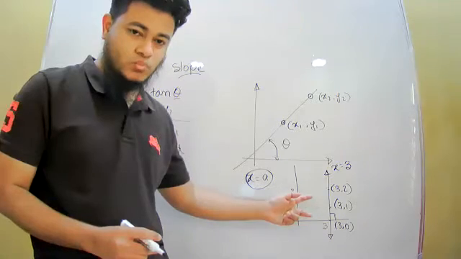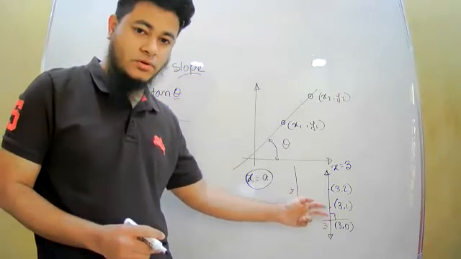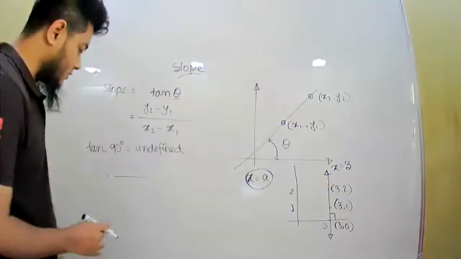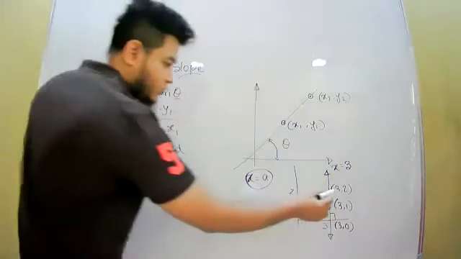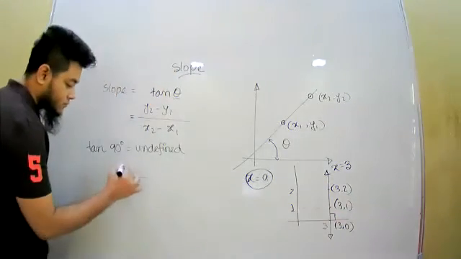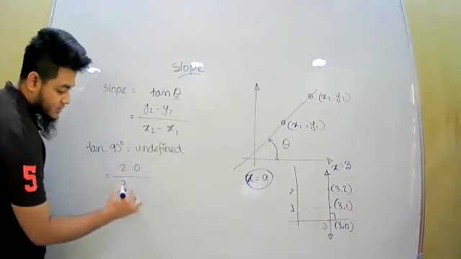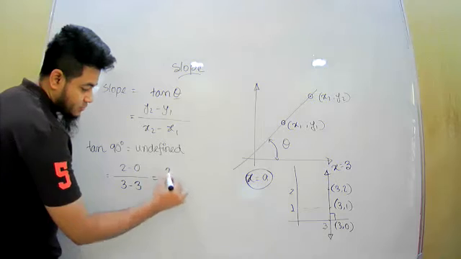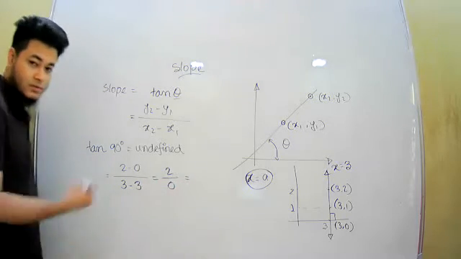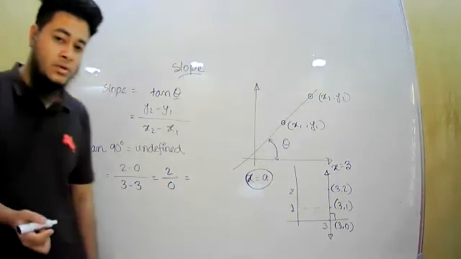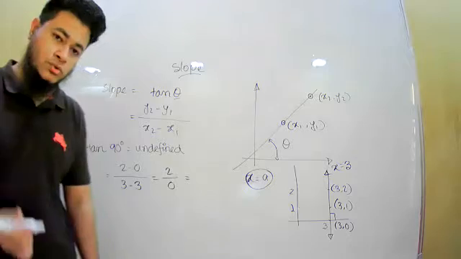Sir, we can take the first 2 points, 3 comma 0 and 3 comma 2. So y2 minus y1 is 2 minus 0, and x2 minus x1 is 3 minus 3. So it will be 2 divided by 0. If you write 2 divided by 0 in the calculator, it will show you a math error.